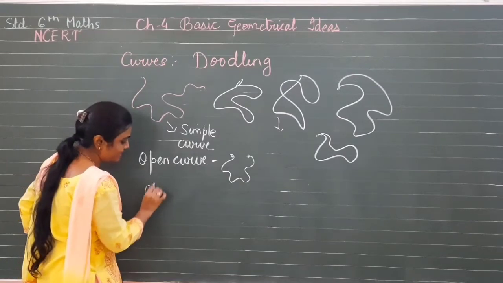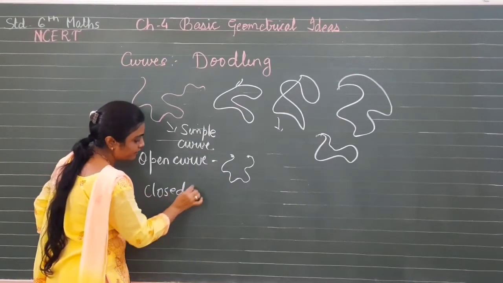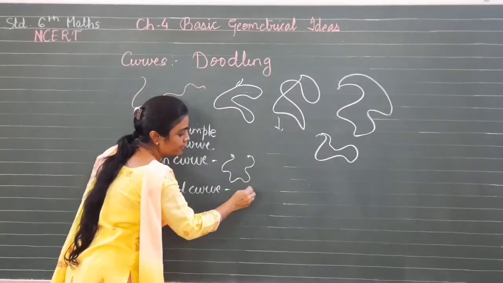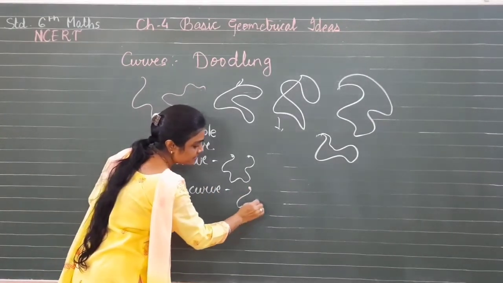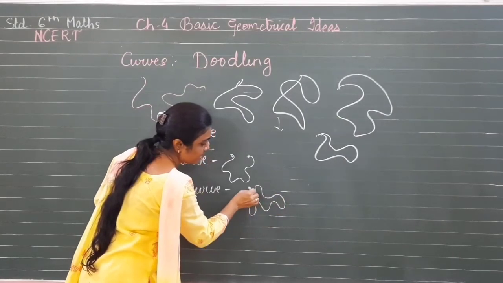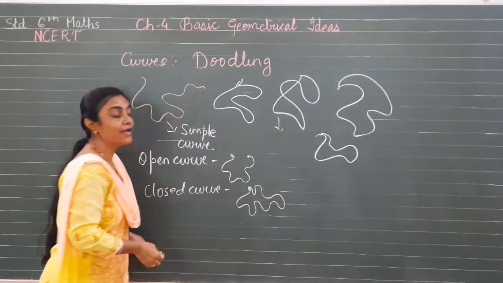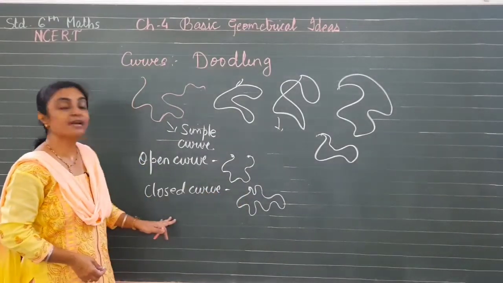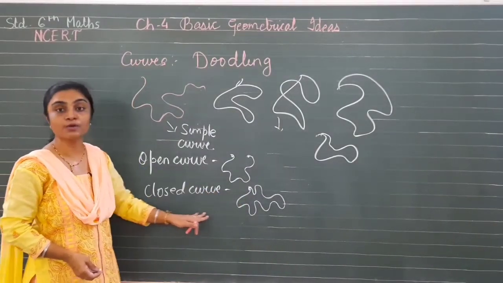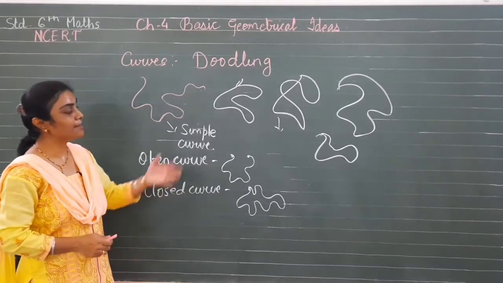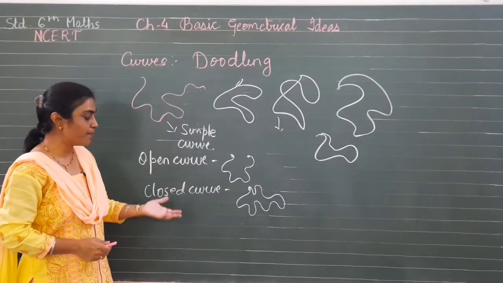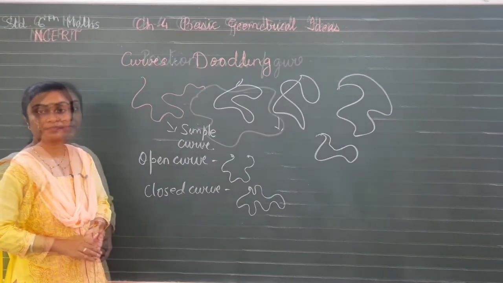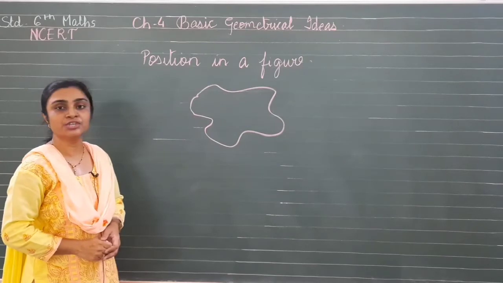Now let us see the next curve, that is closed curve. I am starting a point from here and I am drawing this and I am ending where I have started. That means this complete curve is closed. So this type of curve is said to be a closed curve. So a curve can be simple, it can be open, it can be a closed curve. It is not straight.